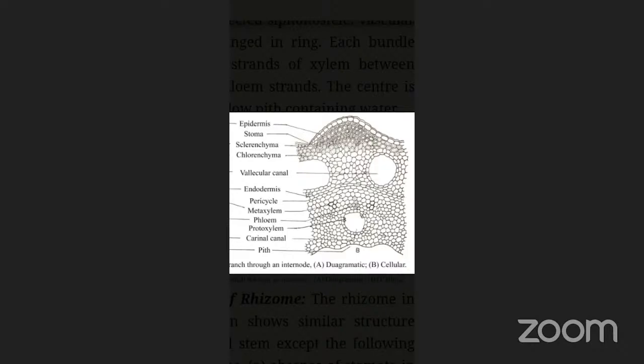The vallecular canals are present in the cortex region also. Some gaps are there, which we call vallecular canals. They contain air chambers for aeration, so air gaps are there. And here the stele is a siphonostele, meaning it is centrally located.